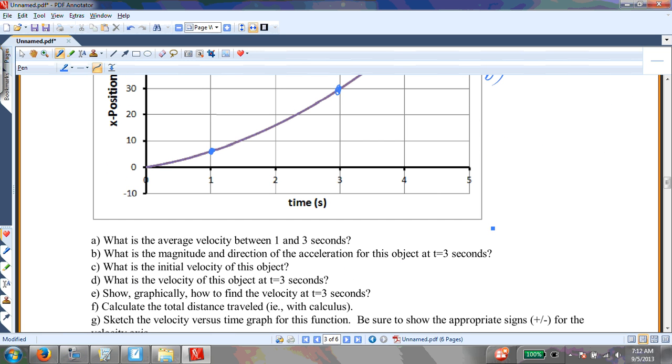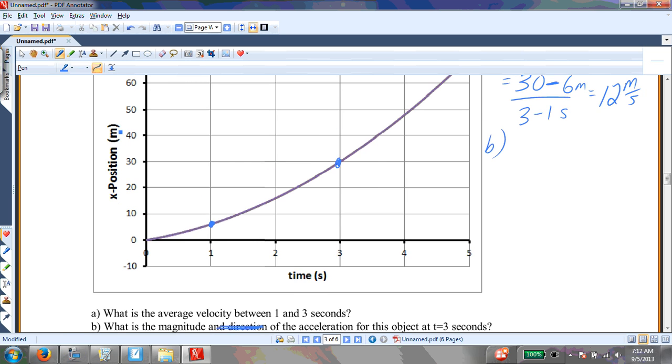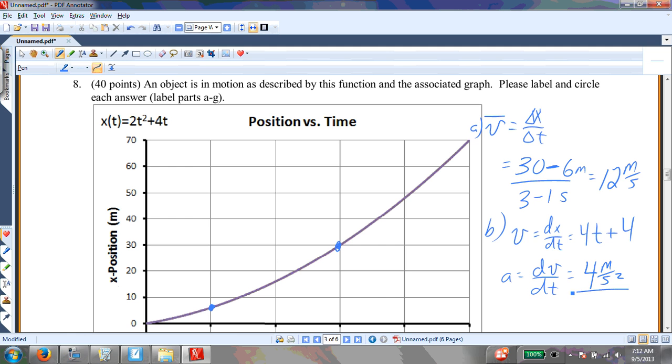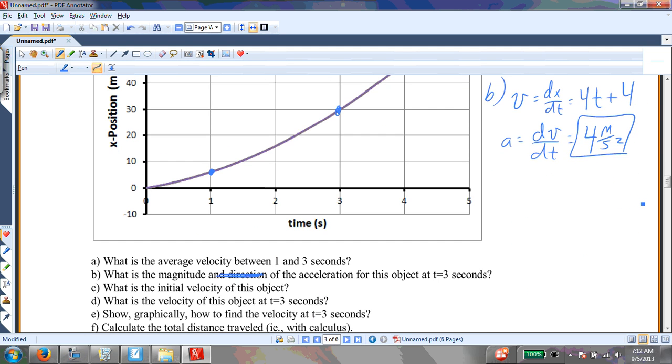What is the magnitude? Actually, I'm going to take out this direction. Just what is the magnitude of the acceleration at t equal 3 seconds? Alright, so I know that x is given by this function, so I can say that the velocity is the derivative of that, dx/dt, which is 4t plus 4, and then the acceleration is the derivative of that, which is going to be just 4 meters per second squared. That's at all times, so it's also at t equal 3 seconds.